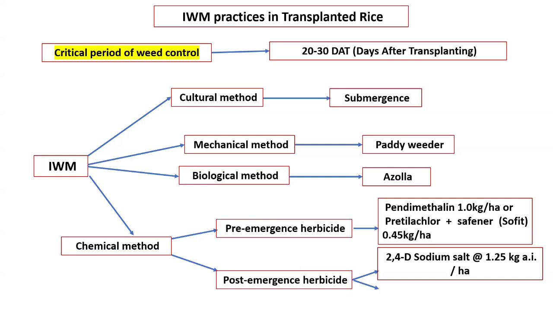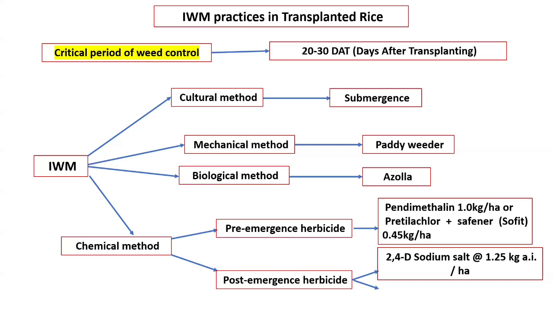Critical period means the shortest time span required to keep the field weed free to achieve optimum yield. That's called the critical period of weed control. In between this time, we need to keep the field weed free. For transplanted rice, it is 15 to 45 days after sowing, and if it is days after transplanting, then it will be 20 to 30 days after transplanting.